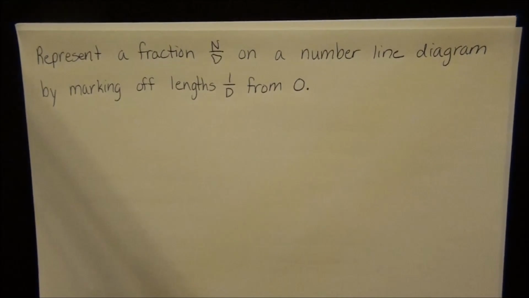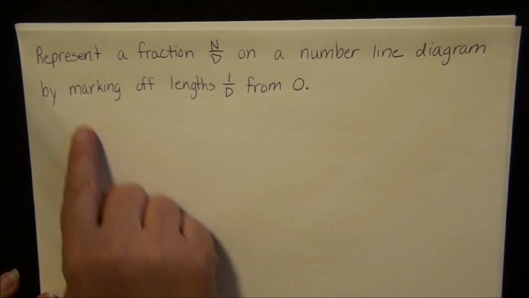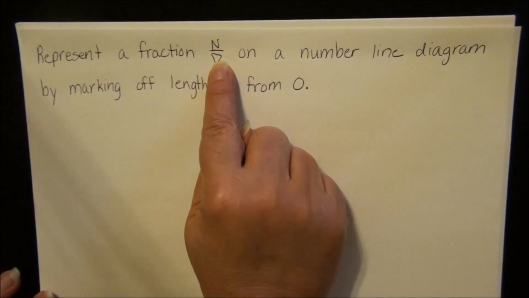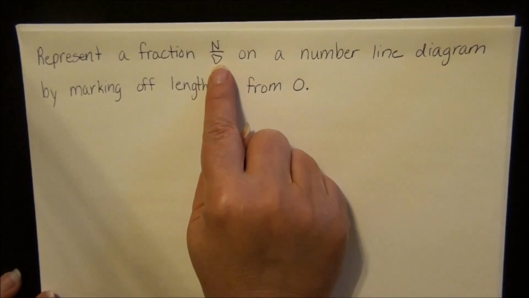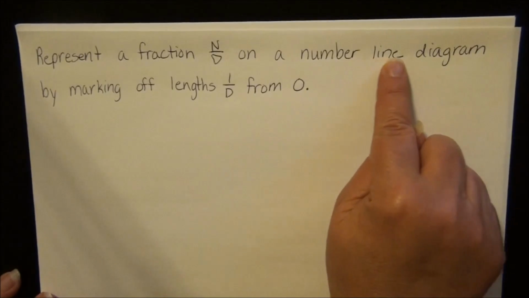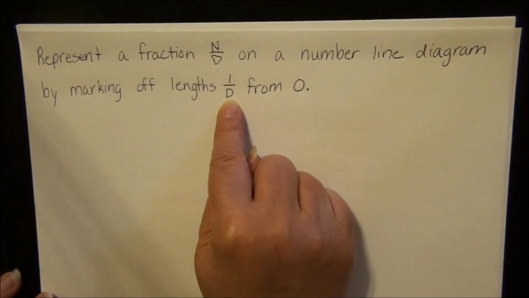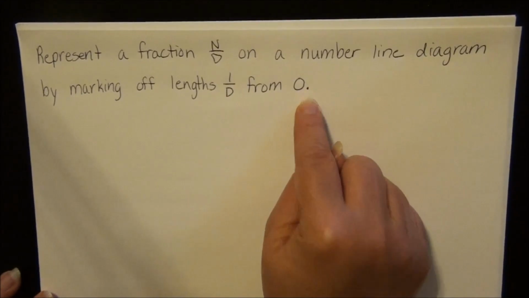Okay, so first of all, let's do what we've been doing and define our words. I'll read the objective to you, then we'll define the words, and then I'll show you what it means. Okay, so the objective is represent a fraction, numerator over denominator. Sorry about my D, it looks a little weird. On a number line diagram by marking off lengths 1 over denominator from 0.